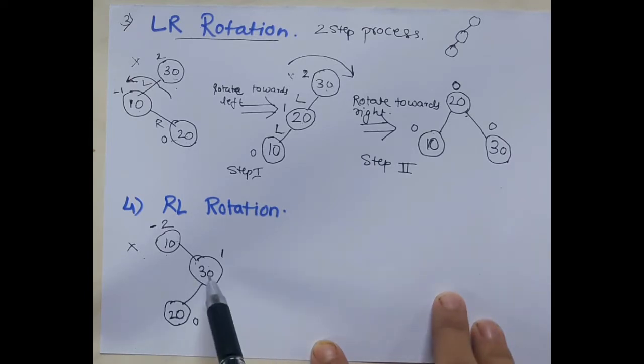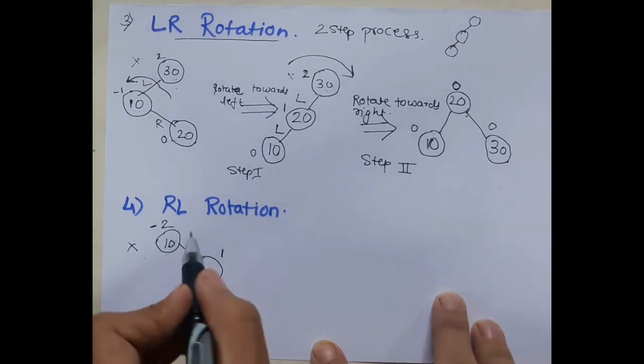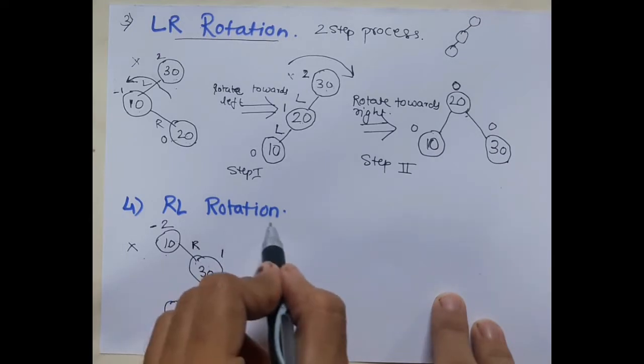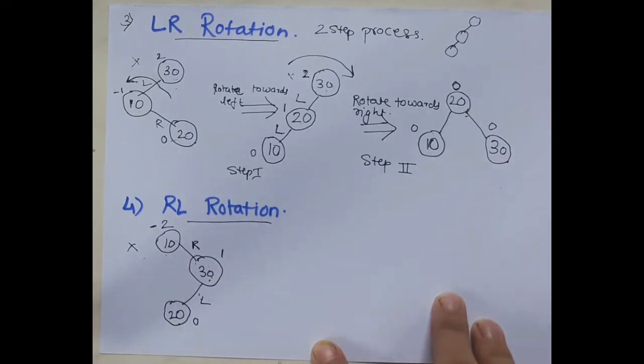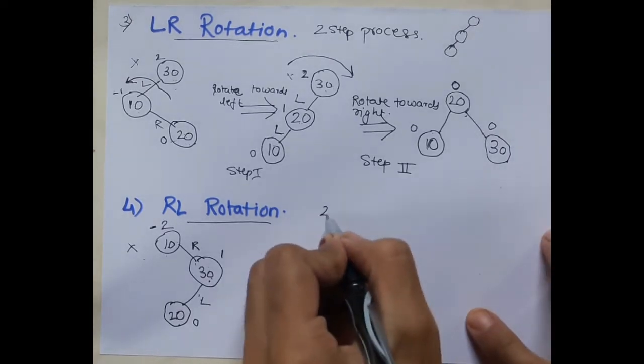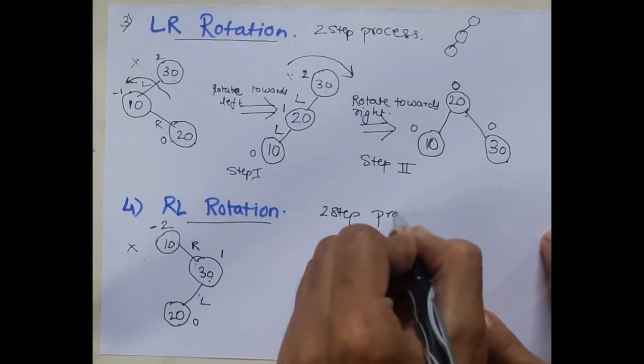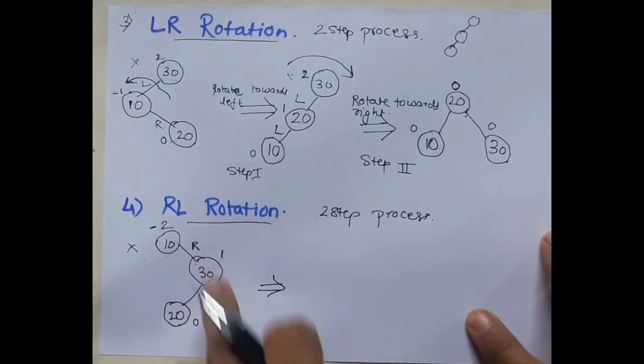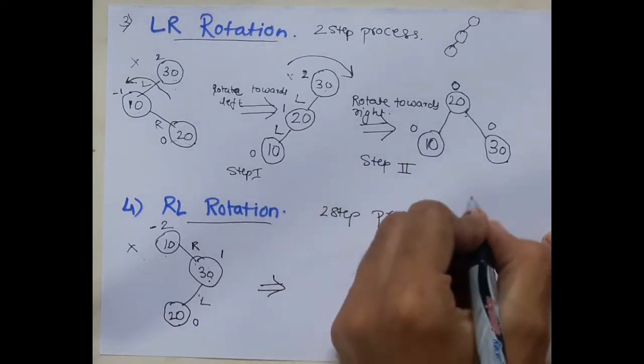Why is it not balanced? Because 30 is attached as the right branch for 10 and 20 is attached as the left branch for 30. So this is RL type of imbalance. So now we'll perform RL rotation. Okay. So RL rotation is also a two-step process. In first step, what we'll do? We'll convert this RL type of imbalance into RR type of imbalance like this.